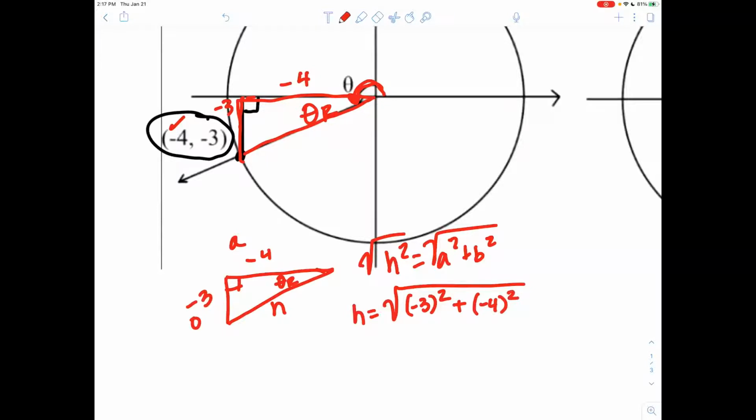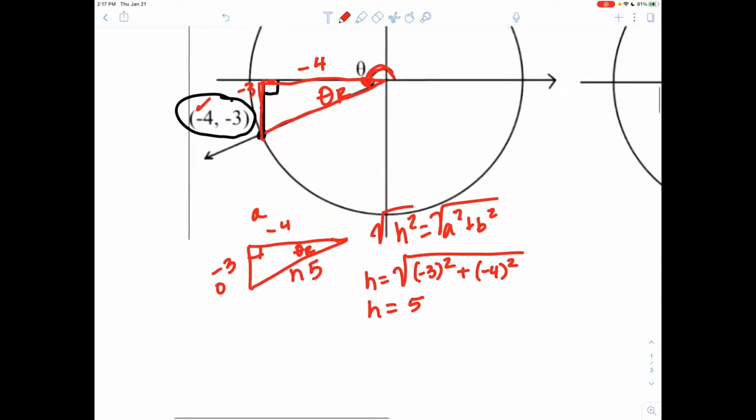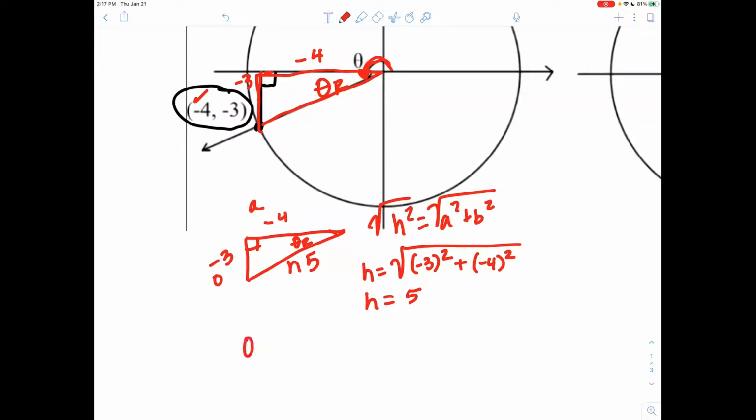Hypotenuse will always be positive on these things unless the hypotenuse actually lands on an axis. So that would be 5, right? So the hypotenuse is 5. So let's see. Let me just write this out. So our opposite is -3. Our adjacent is -4. And our hypotenuse is 5, right?